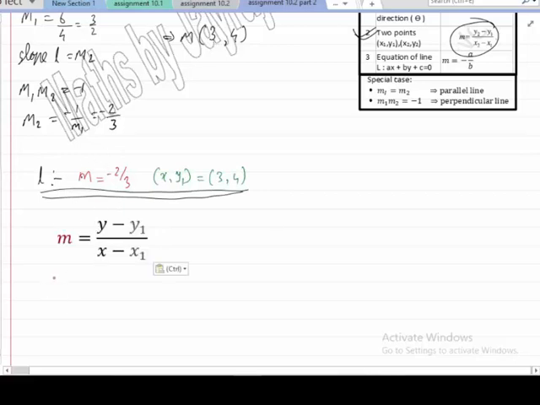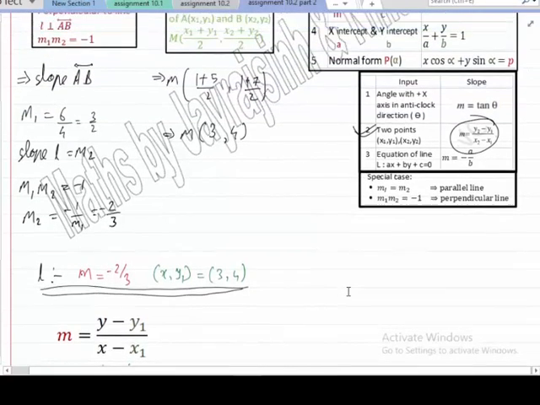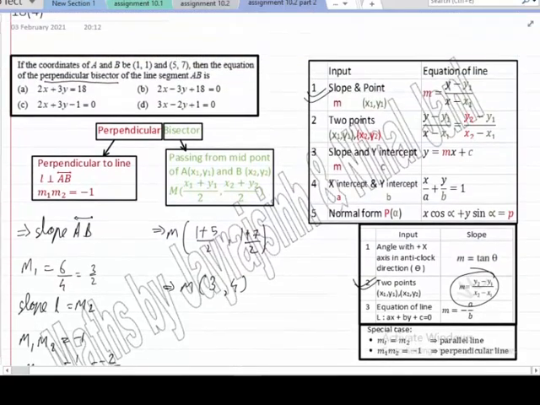Let's put the data. Slope is minus 2 by 3, and y minus y1 is 4 upon x minus x1 is 3, right? Okay, let's cross multiply. So we will get minus 2x plus 6 is equal to 3y minus 12, or we can say 2x plus 3y minus 18 is equal to 0 is the required perpendicular bisector. Ta-da! Option A is the right answer.